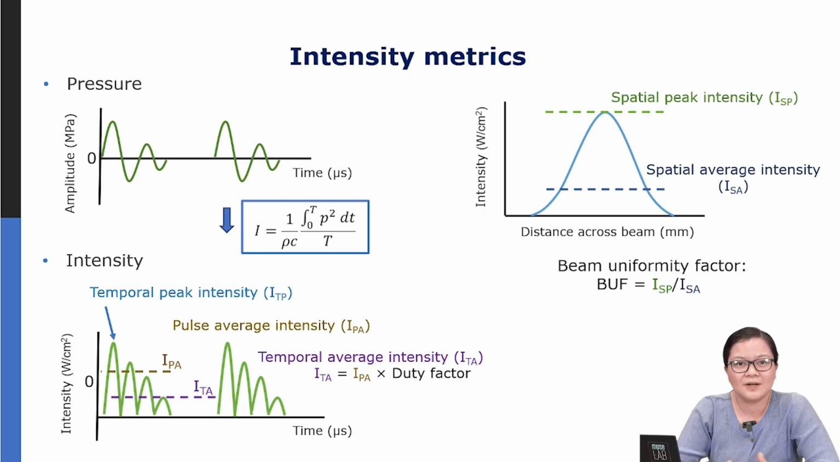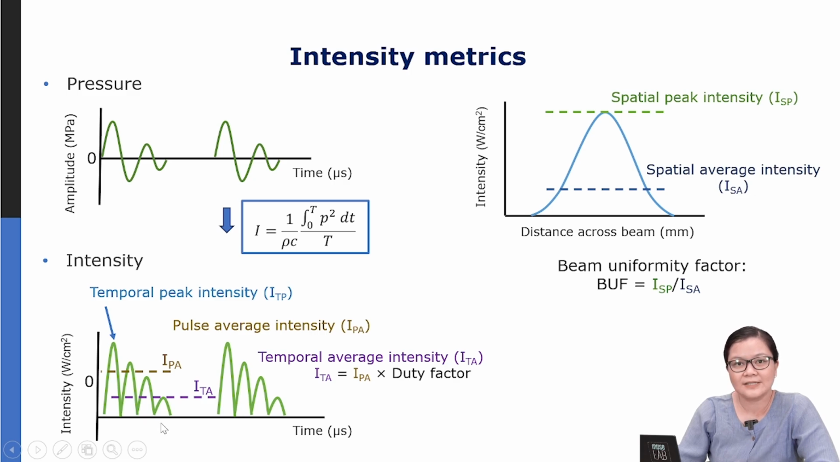We also discussed a couple of intensity metrics. For instance, when you measure the ultrasound pressure field from a hydrophone, the output signal can look something like this. It can be an asymmetric sinusoidal wave like this. To calculate the intensity, you would need to perform this integral using this equation and get the intensity that looks like this in terms of watts per centimeter squared.